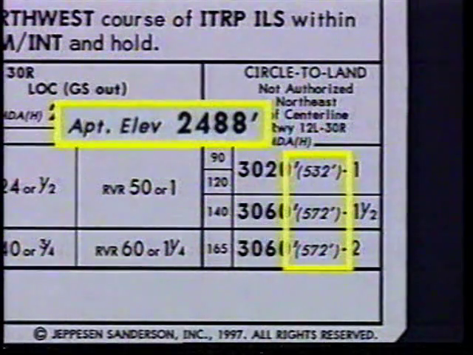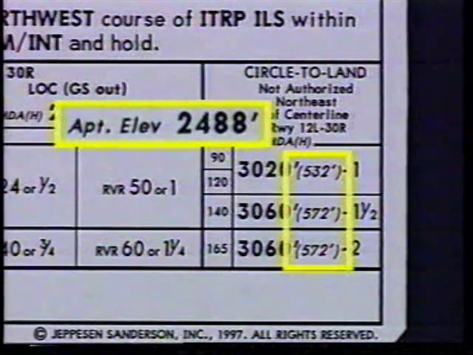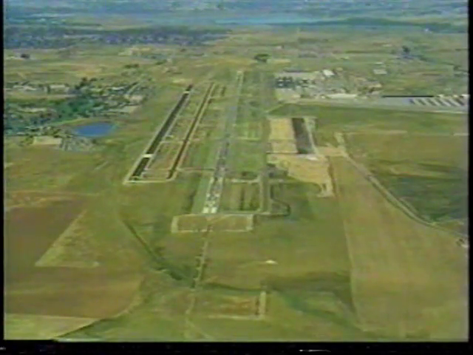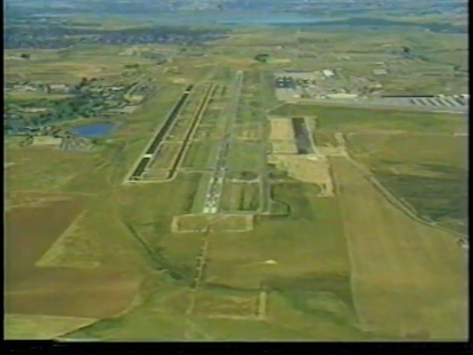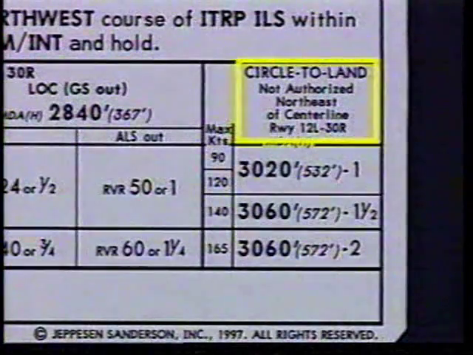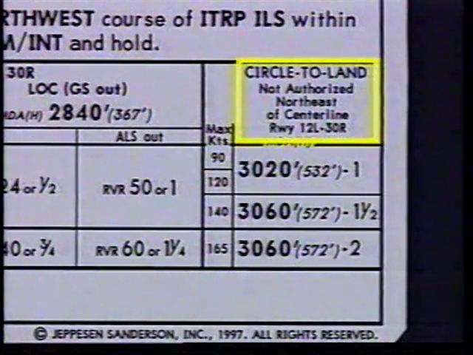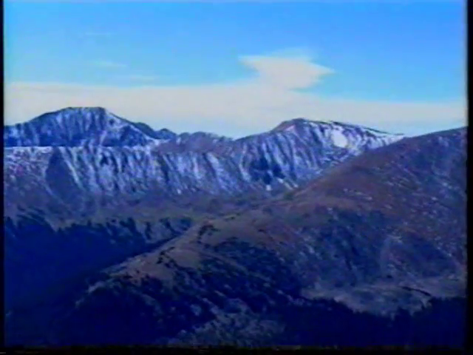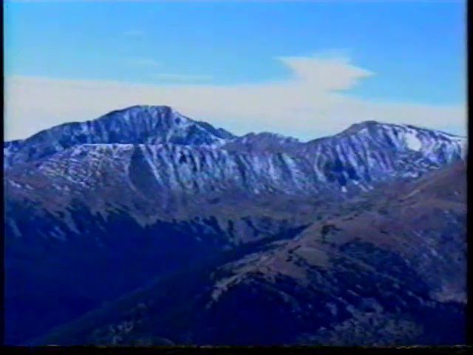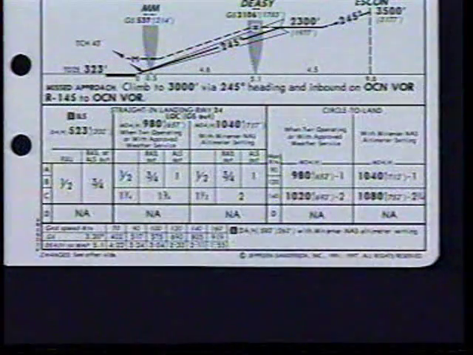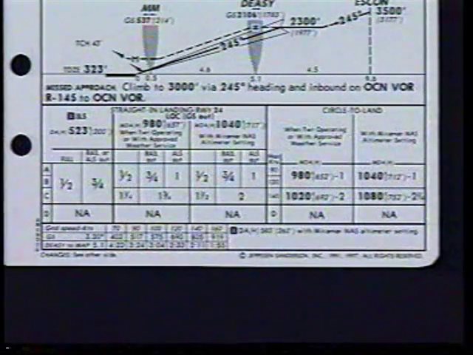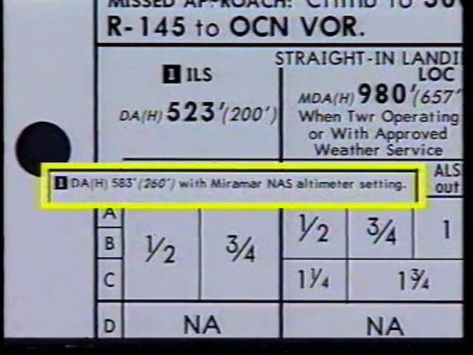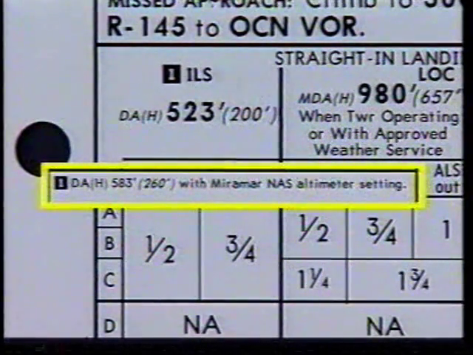The altitudes in parentheses show heights above the airport. These numbers are not based on heights above the touchdown zone because circling minimums are not referenced to a specific runway. A note in this section indicates that circling approaches are not authorized northeast of runway 12 left and 30 right. One reason may be due to high obstructions within the circling approach area. Again, it's important to look at some variations in the minimums box. For example, on this approach, notice that there is a decision altitude and height penalty when using a remote altimeter setting.